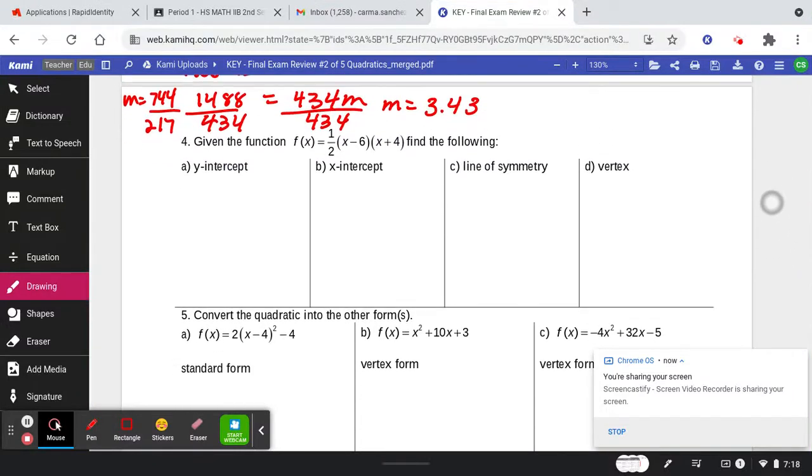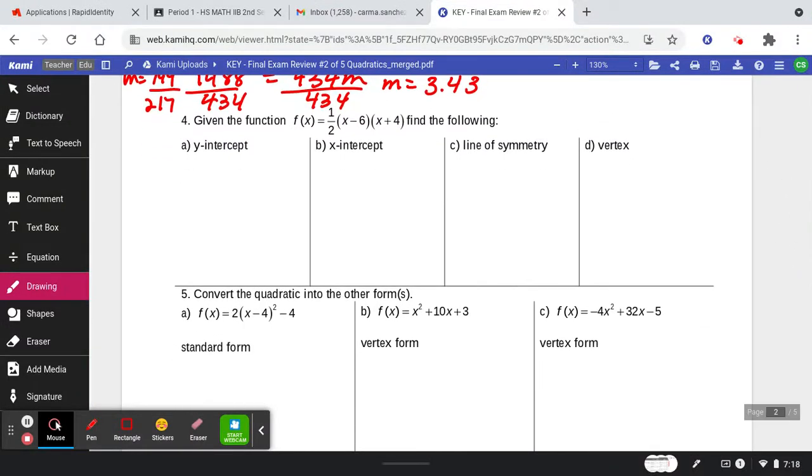Right, here we are on page 2 of the review of quadratics. So we're starting out with a factored form. Do you see those parentheses up here? This is already in factored form. When given an equation in factored form, let's see how we would get the following things.